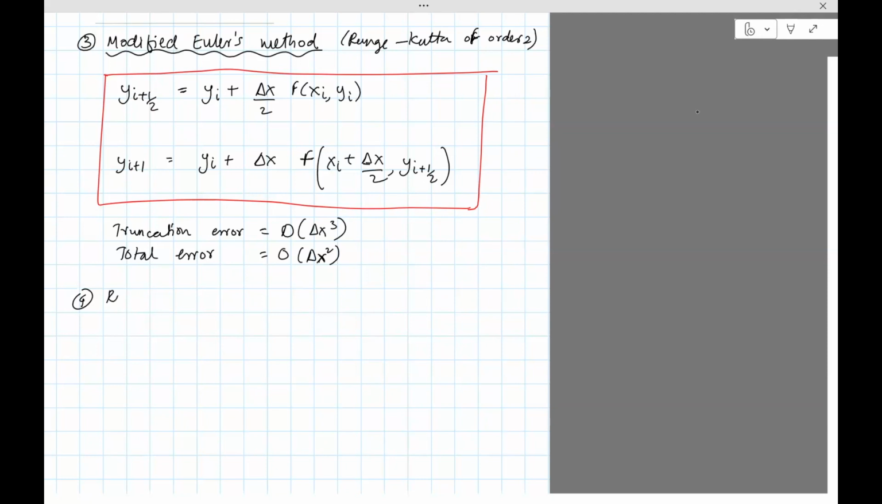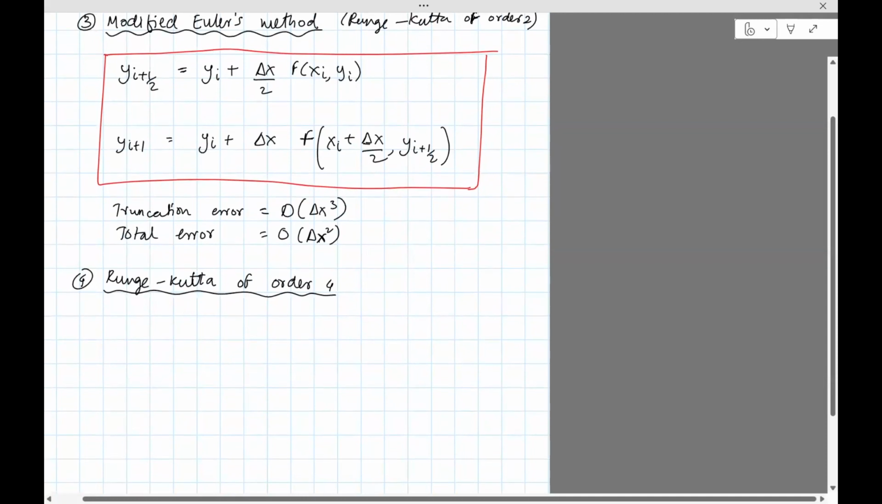That gets us to Runge-Kutta of order 4. It's a very popular method. The modified Euler uses two function evaluations. By function evaluations, it needs to compute f twice.